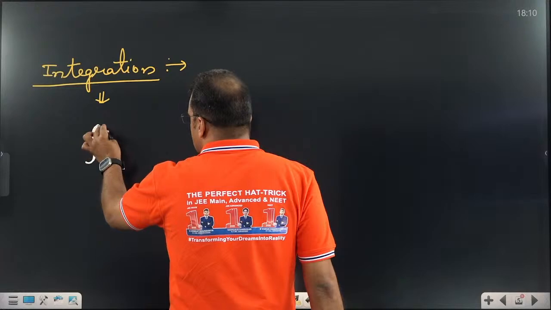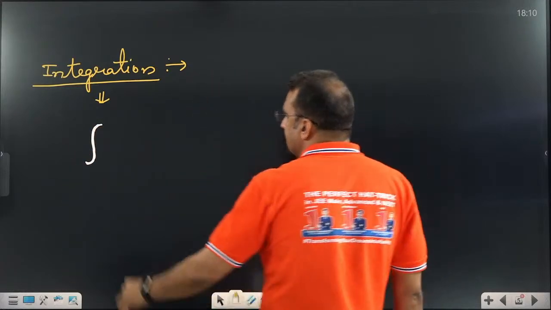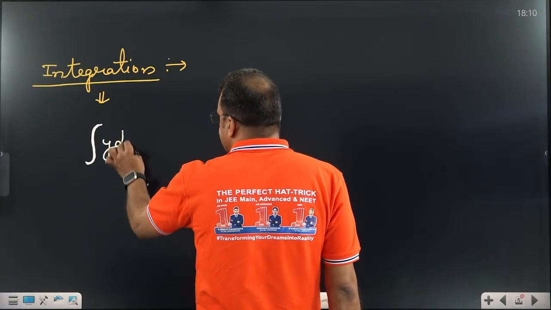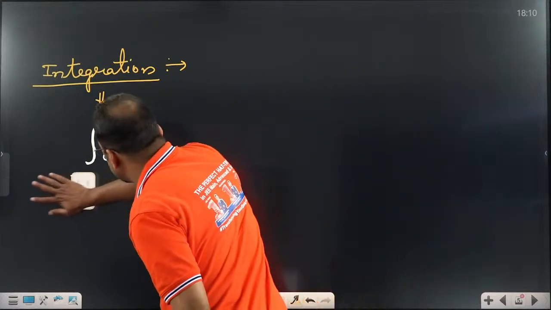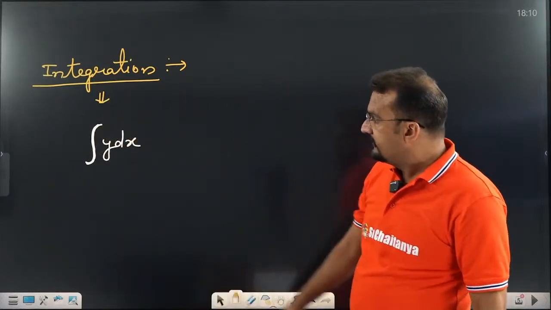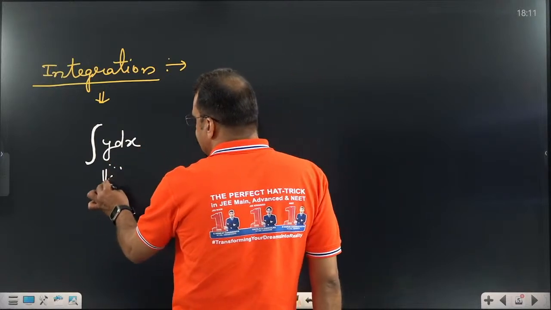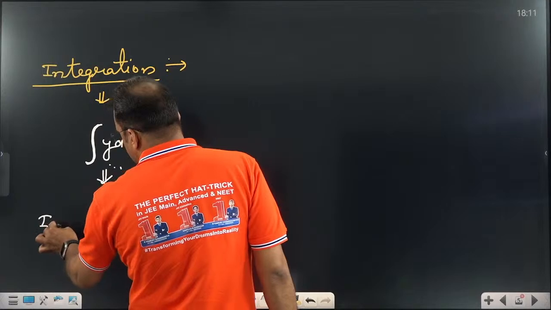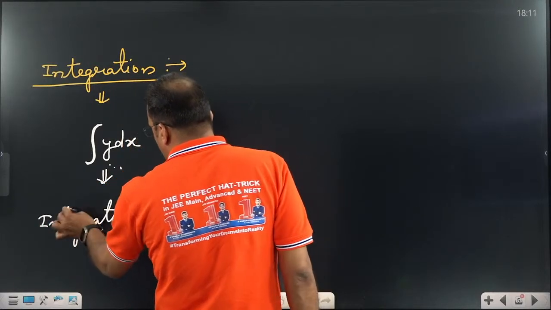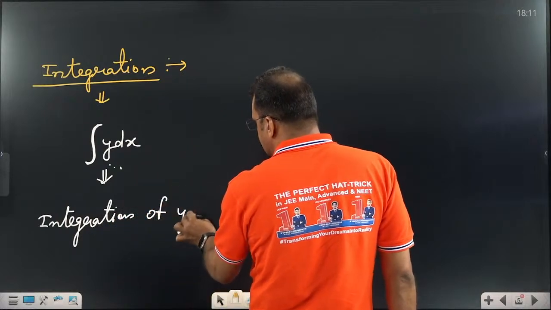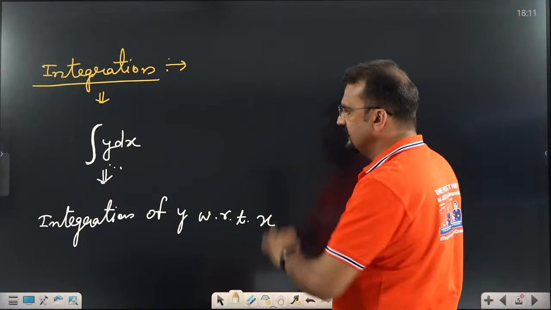Integration is represented by this symbol. This is the symbol for integration. You need to remember. You can say it is a summation symbol. This is y dx. This is the notation for integration. Very, very important. That means how to read this? Integration of y with respect to x. How to read this statement? This is called integration of y with respect to x. This is the integration of y with respect to x.